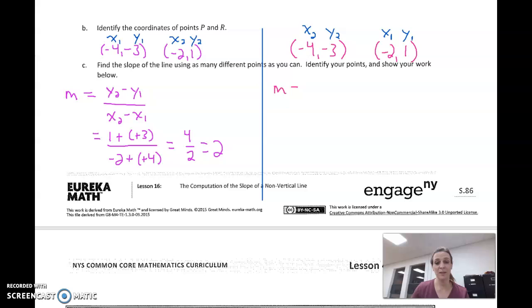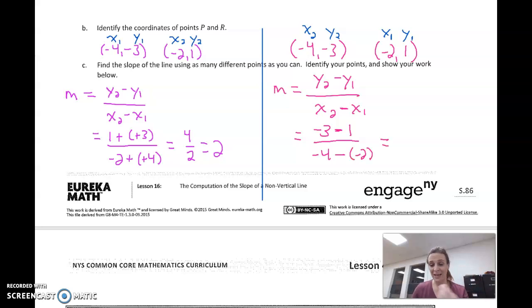And I'm still going to use my slope formula: the difference in my y's, y sub 2 minus y sub 1, over the difference in my x's, x sub 2 minus x sub 1. Okay? And my y sub 2 this time is a -3. So I'm going to go -3 minus my y sub 1, which is 1, over x sub 2, which is a -4, minus x sub 1, which is a -2.